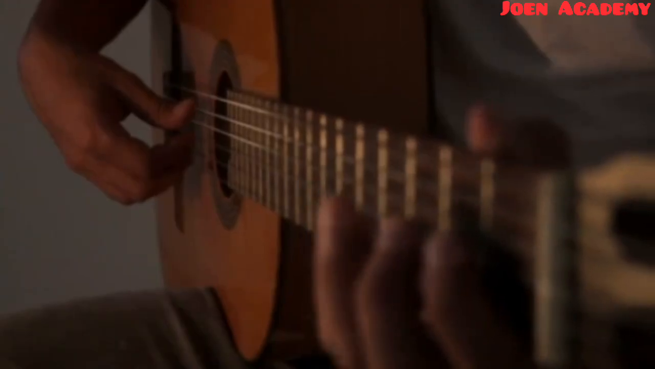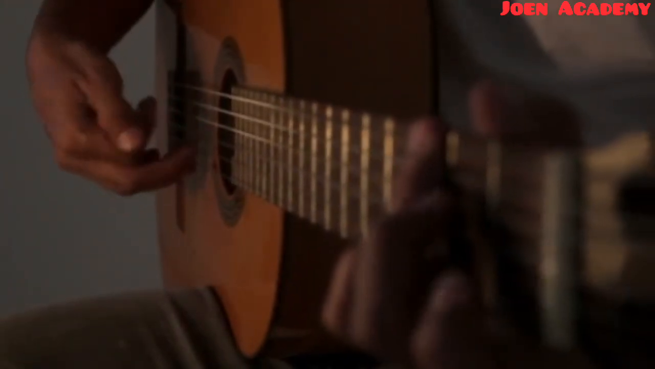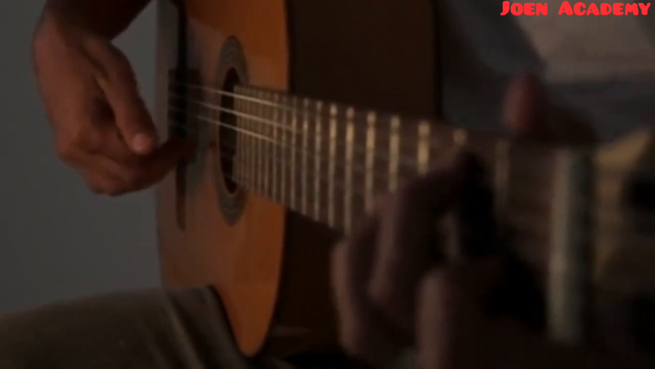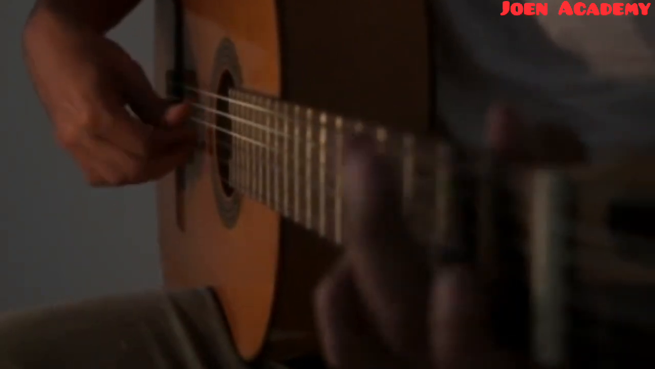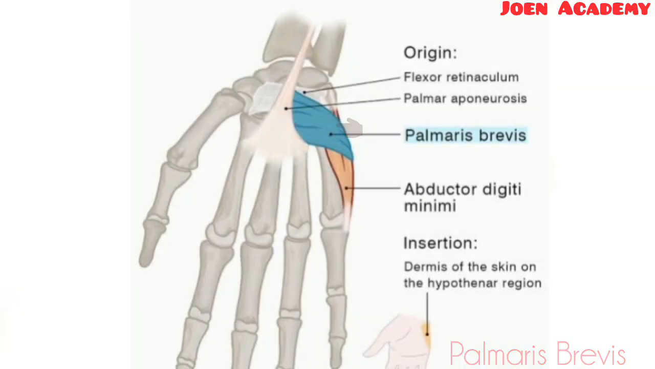There are still other muscles in the palm that are not lumbricals or interossi and do not fit in the hypothenar or thenar compartments. There are 2 of them, actually. The palmaris brevis and the adductor pollicis.